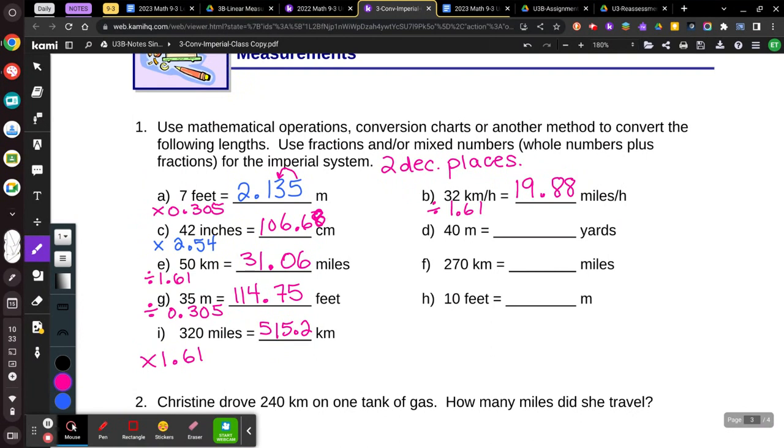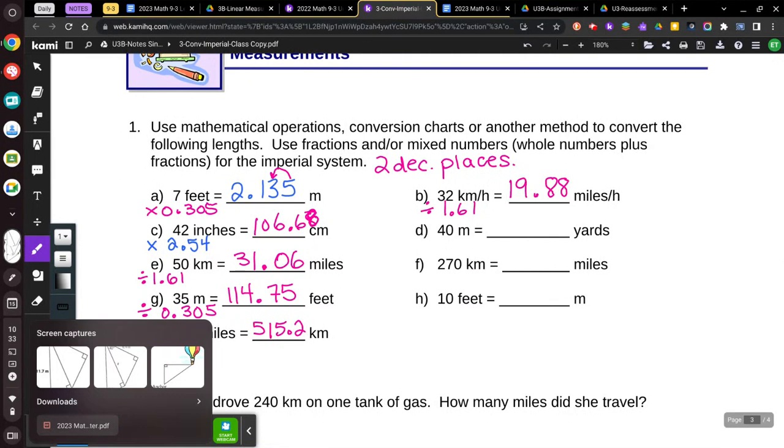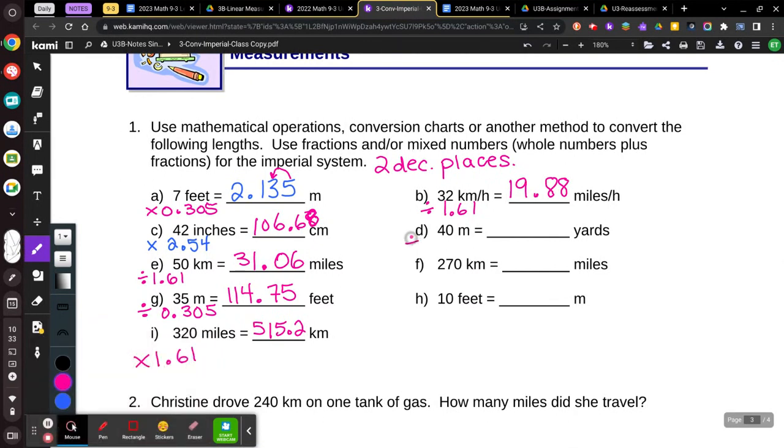All right, so we want meters to yards. Going meters to yards, I am dividing by 0.915. So write that down. We are dividing 40 by 0.915, which is going to give us 43.72. So we are rounding to 2 decimal points, please.